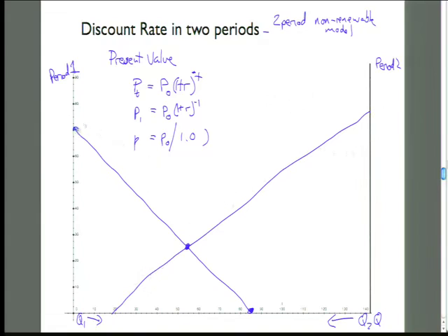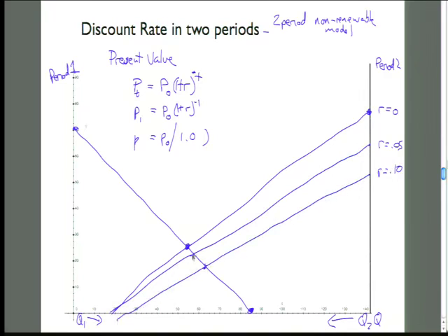And where this line is in the second time period is going to be determined by the interest rate. So if the interest rate was 0, we would have equal values between the two time periods. As the interest rate goes up, our value in the second time period goes less, 0.05. If the interest rate goes up even more, we're going to discount the future value even more. So discounting is going to decrease the value in the second period.